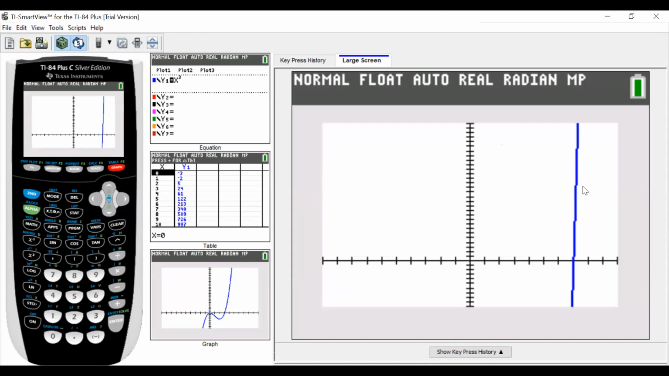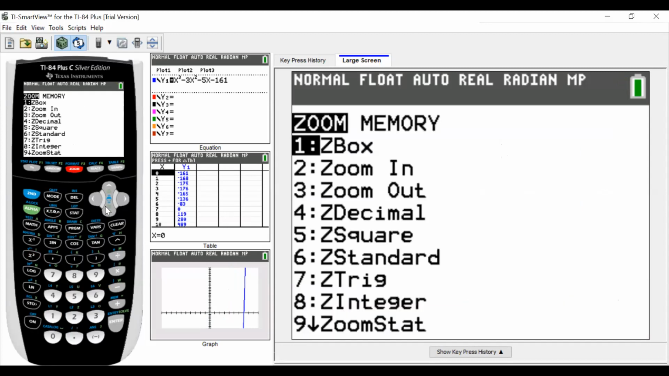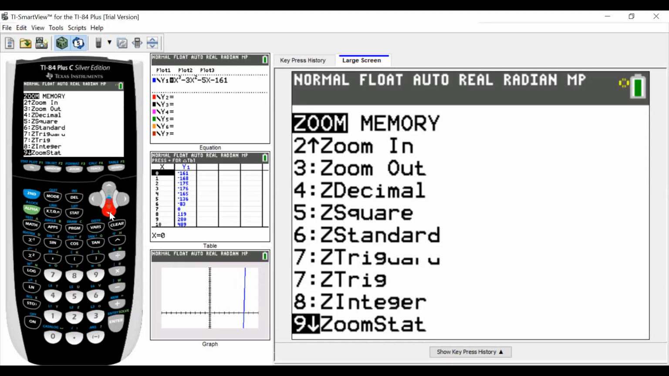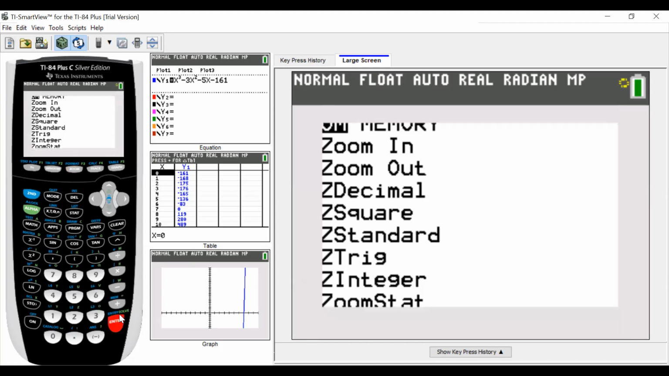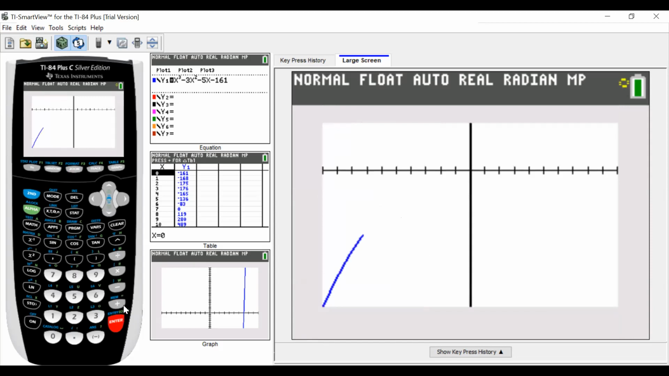I can't really see my graph because, if you think about it, your last number is 161, so it probably requires a little more space here. Rather than playing with the window, because that can take forever, just go to Zoom, and from Zoom go down to number 10, Zoom Fit. It'll automatically fit the window to how big your graph is going to be. And here, look how beautiful that is. You can see it perfectly.